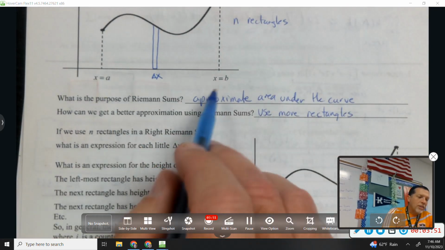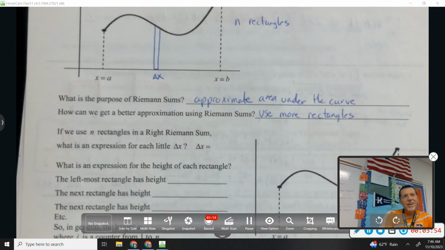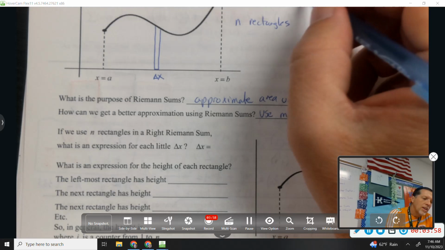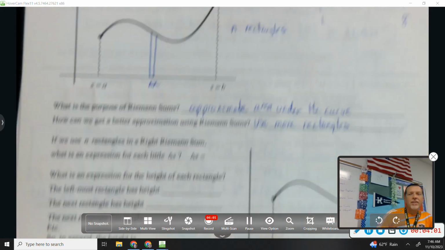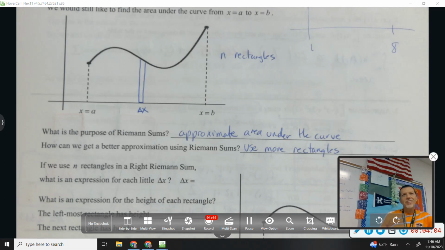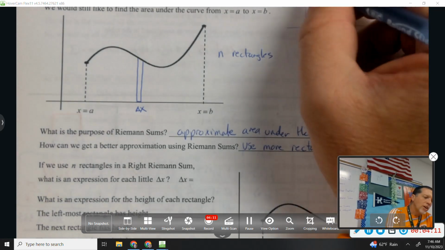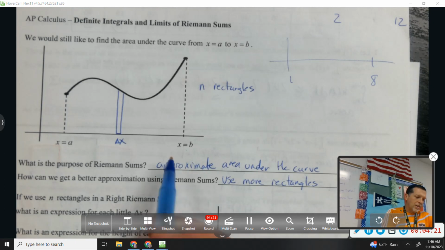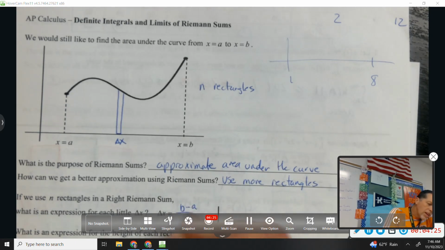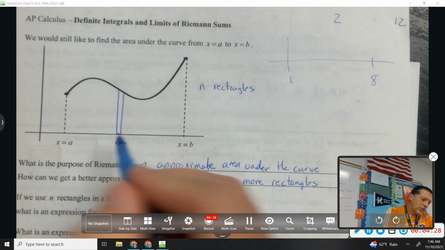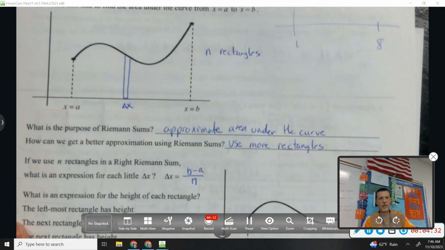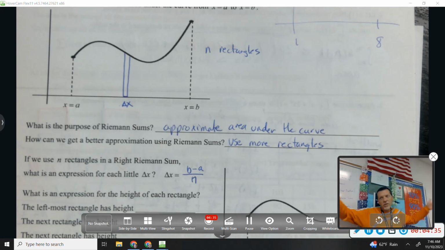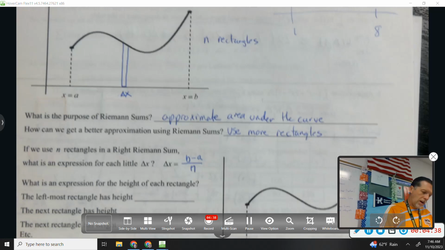If I say what's the distance from A to B? How far is it from 1 to 8? Answer it. You know it. 7. It's not a trick question. So from 1 to 8, we got 7. How far is it from 2 to 12? So how far is it from A to B? B minus A. The big one minus the little one. Now, if we want to divide that up into n intervals, it would be b minus a over n. So each little piece is the full width divided by however many rectangles there are.